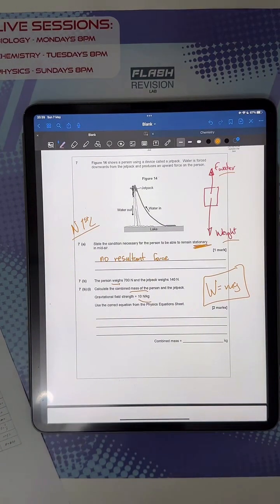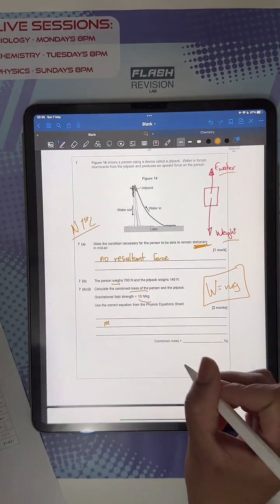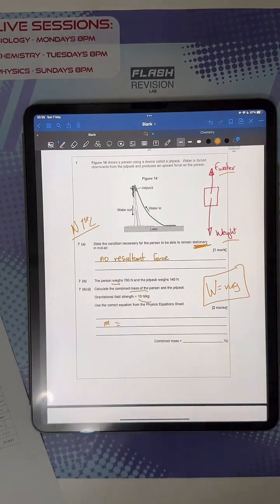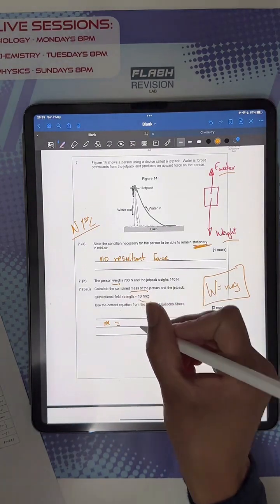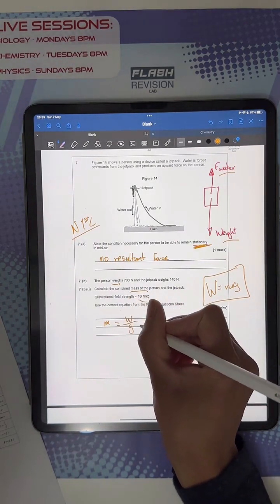How can you rearrange it? Sorry about that, guys. m is equal to... this one is AQA. Thank you. How can we rearrange this? m is equal to... no one? Weight divided by g. Thank you very much. Weight divided by g.